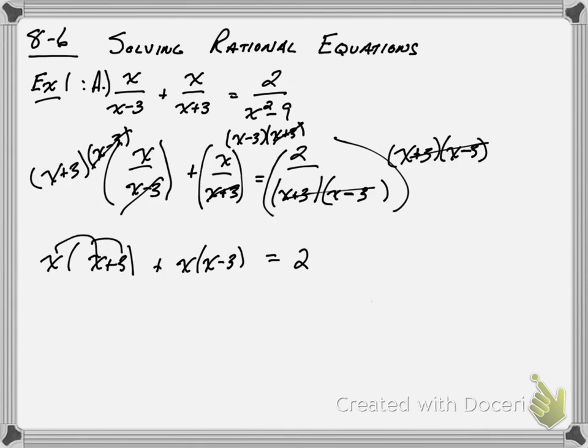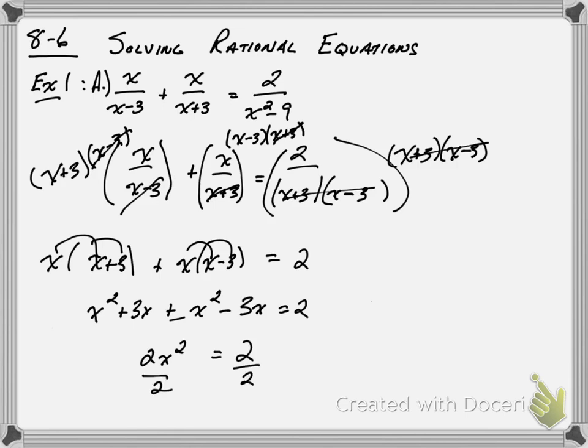Distribute the x through. You get x squared plus 3x plus, distribute your x through, x squared minus 3x equals 2. Combine like terms. You end up with 2x squared. 3x minus 3x is gone, equals 2. So now solve, divide by 2. I get x squared equals 1. Take the square root of both sides. Get x equals plus or minus 1.